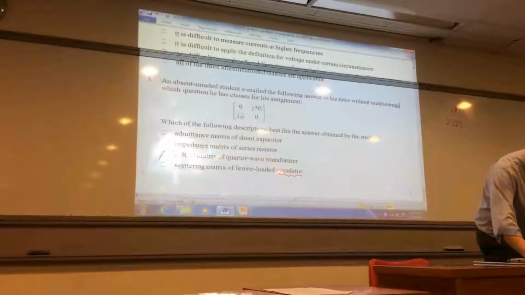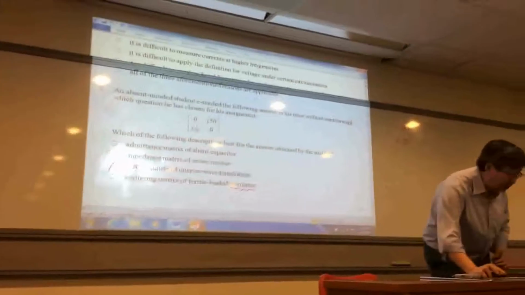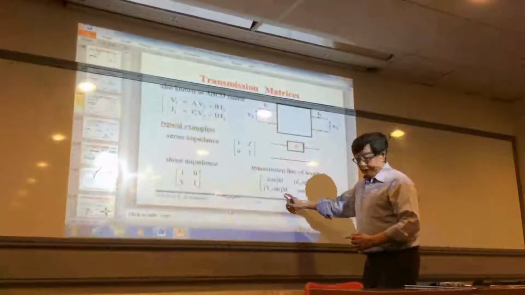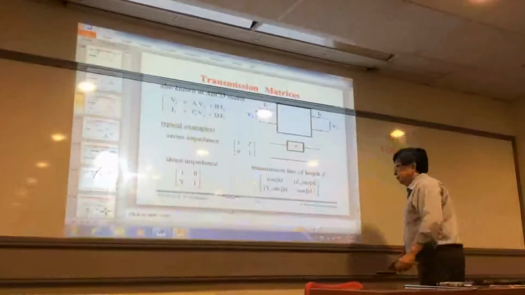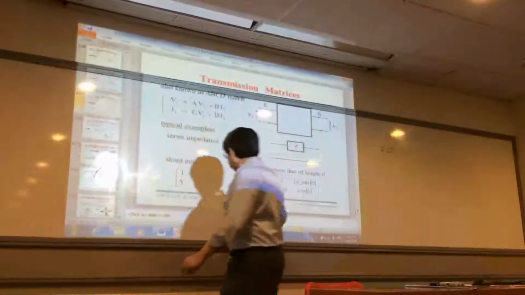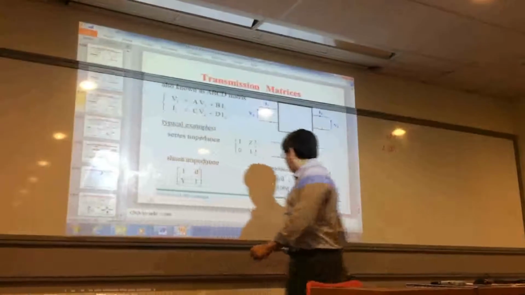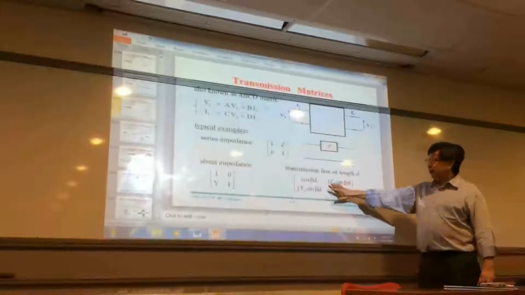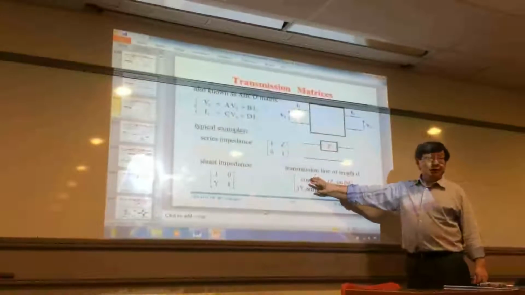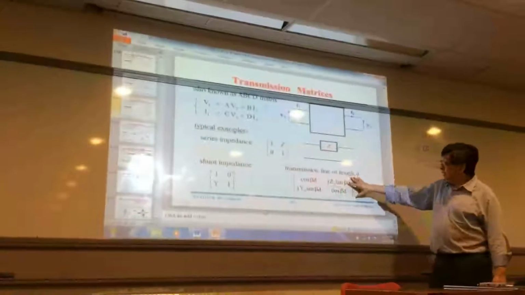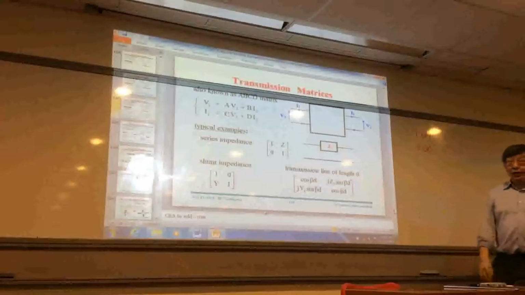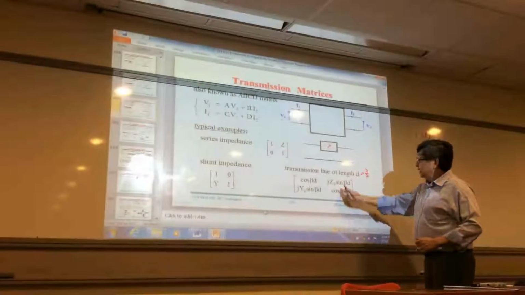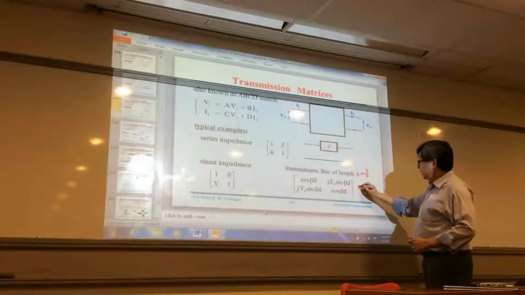Just to recap, in the lecture I've shown you this particular matrix during the lecture as well as during the tutorial. I've shown you that the ABCD matrix of a transmission line of length D is this. If this is a quarter wavelength, then this one will be 1.